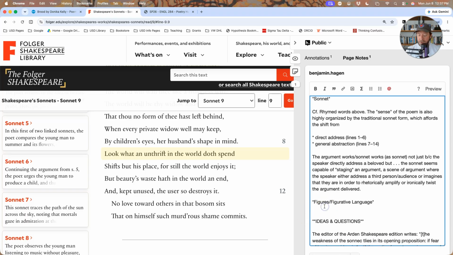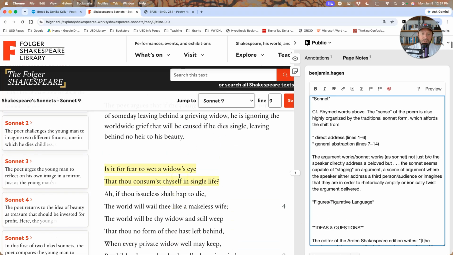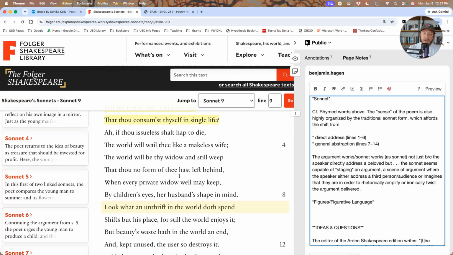So what about figurative language? What's kind of going on here? I guess the primary figure here is, what? How could we describe it? There's a kind of comparison of the world, a metaphorical comparison of the world to an imagined widow, right?